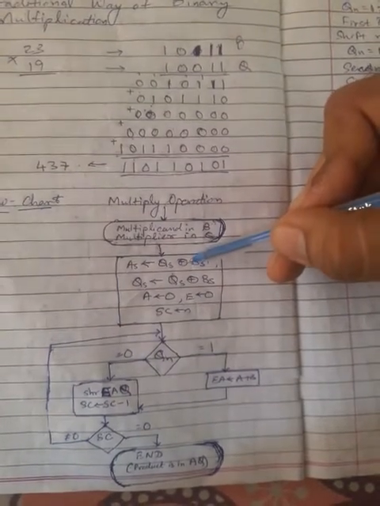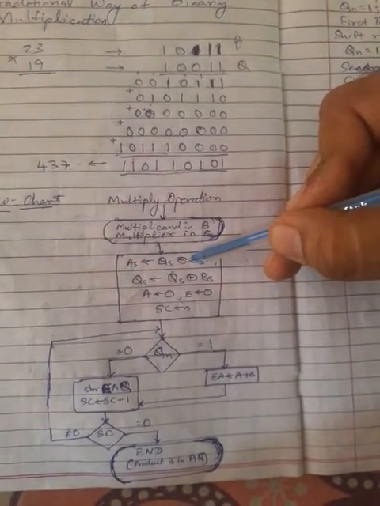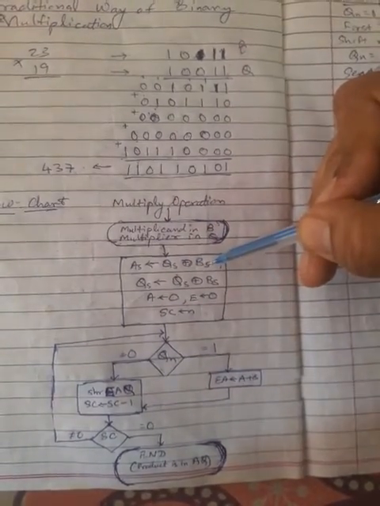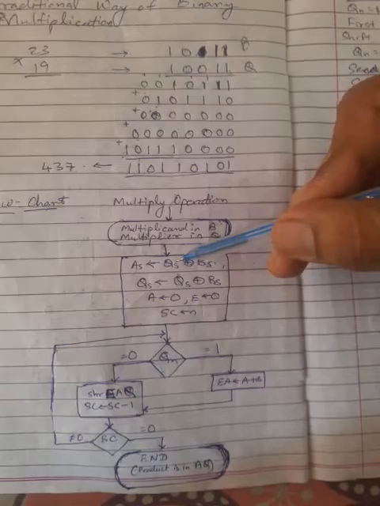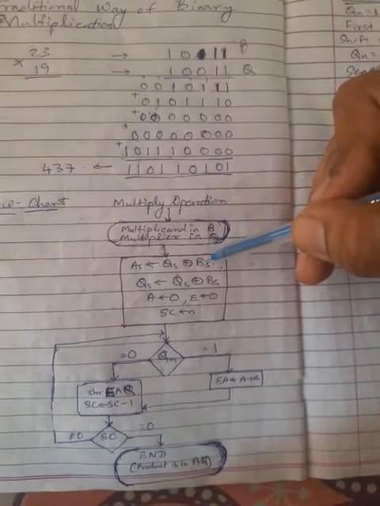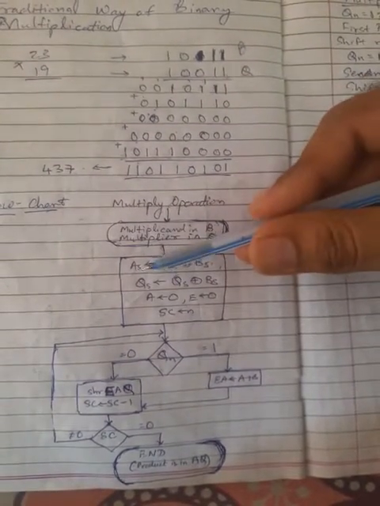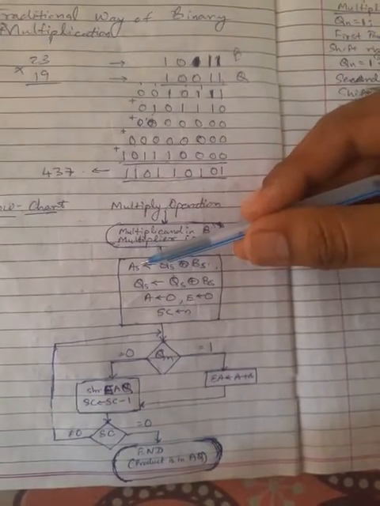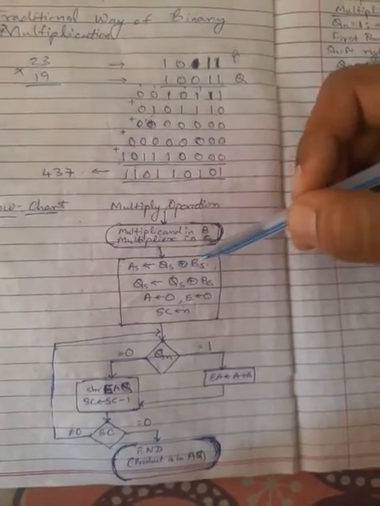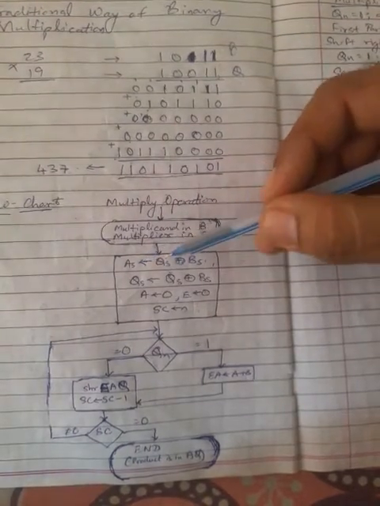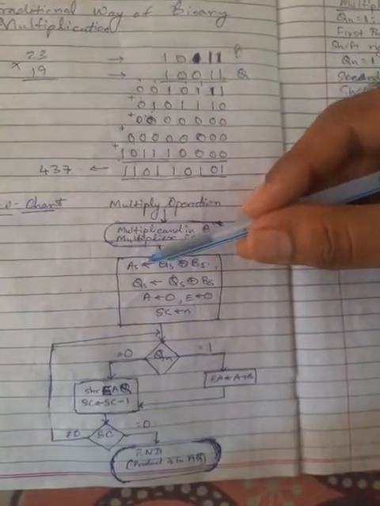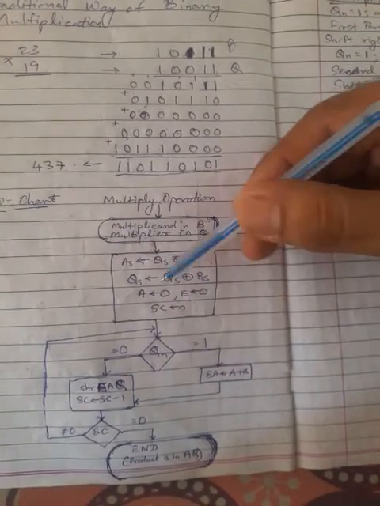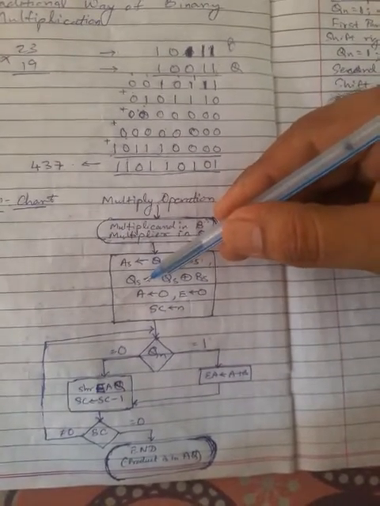After that we have to do the XOR between those sign bits. Negative is represented by 1 and positive is represented by 0, and both are XORed. If both signs are equal, then the value of AS will be 0, and if both signs are different, then the value will be 1. Then the same thing happens for QS.